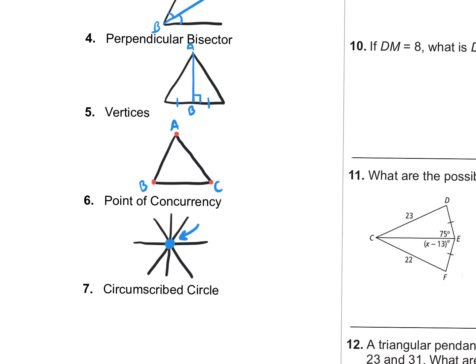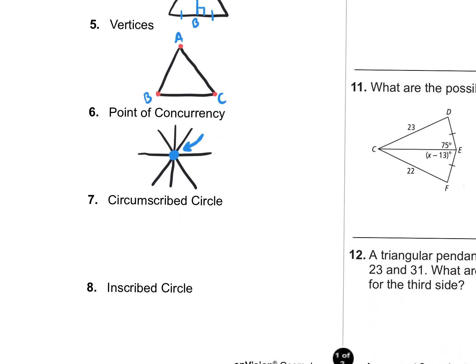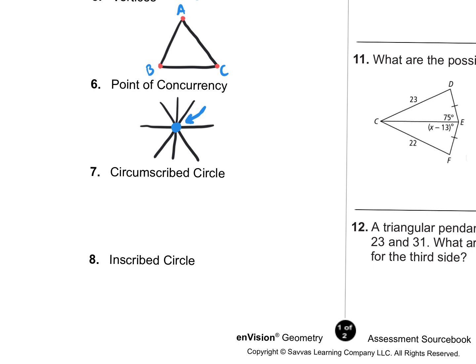That point right in the middle, that is your point of concurrency. That's where they all meet each other. Okay. So last couple, number 7 and 8, is the difference between a circumscribed and an inscribed circle. Okay, go for it. The circumscribed circle is like a circle with a triangle in it.